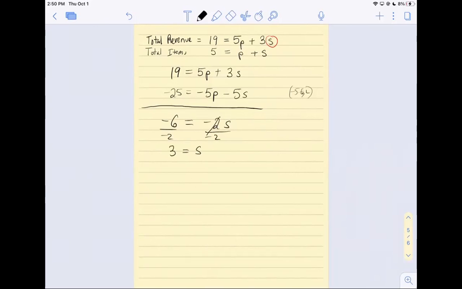And Lily, from here, which one did you plug back into? The second one. Awesome. Oh yeah, the overall second equation. Yeah, I like that one too. So plugging back in, you get 5 equals p plus 3. This tells us that 2 is equal to p. So our point (p, s) is equal to (2, 3). Okay.